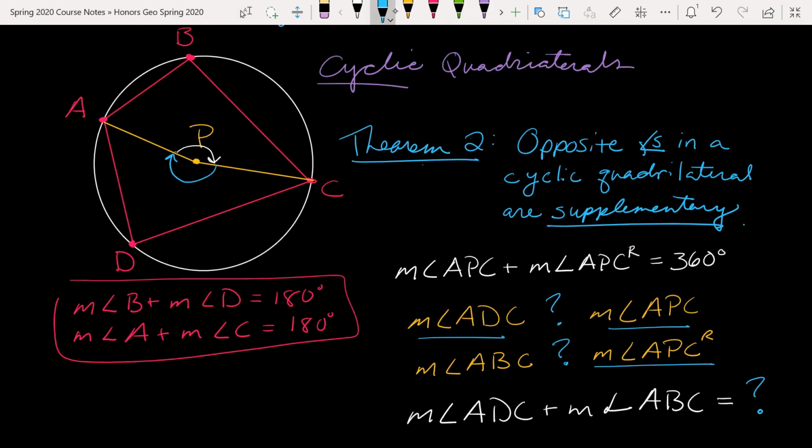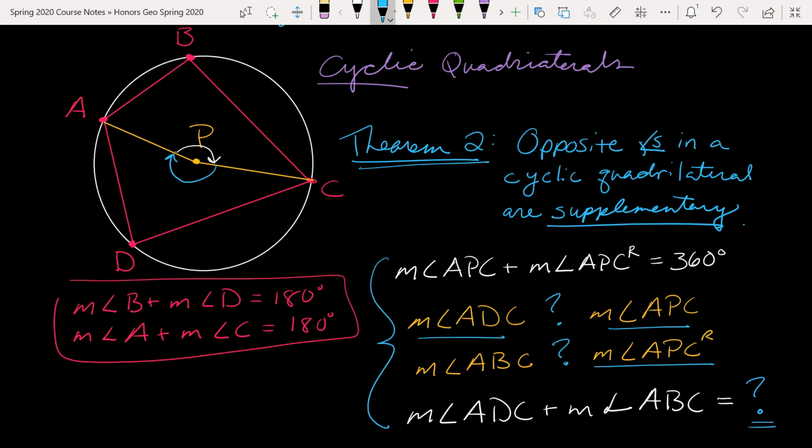And of course, noting that angle ADC and angle ABC are opposite angles in this cyclic quadrilateral, this question mark had better have something to do with the way we stated Theorem 2 above. So if we begin with an inscribed quadrilateral, a cyclic quadrilateral, pardon me, and we draw in two radii, AP and PC, we should be able to follow these steps to prove Theorem 2. Why don't you give it a try?